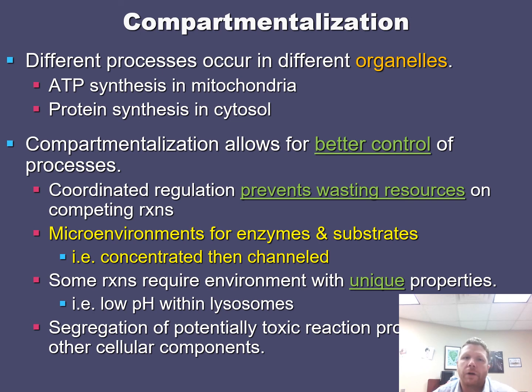Now, the last thing I wanted to talk about was compartmentalization. This is our last layer of control of metabolism. Different processes occur in different organelles. ATP synthesis, for instance, takes place within the mitochondria. Protein synthesis takes place in the cytosol. ATP breakdown takes place in the cytosol as well. So you're going to produce this ATP in the mitochondria so that it can be utilized.